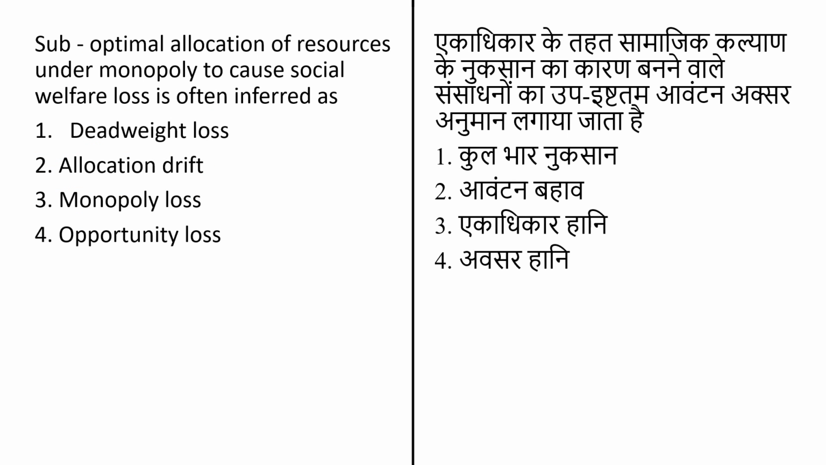So students, this is the last question and you have to answer this question. The question is: suboptimal allocation of resources under a monopoly causing social welfare loss is often referred to as, and the options given are deadweight loss, second option is allocation drift, third option is monopoly loss, and last option is opportunity loss. I am waiting for your answer. Please answer in the comment box.